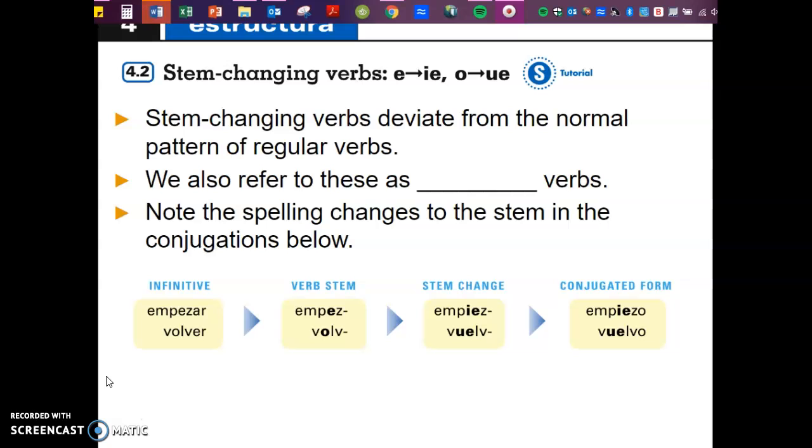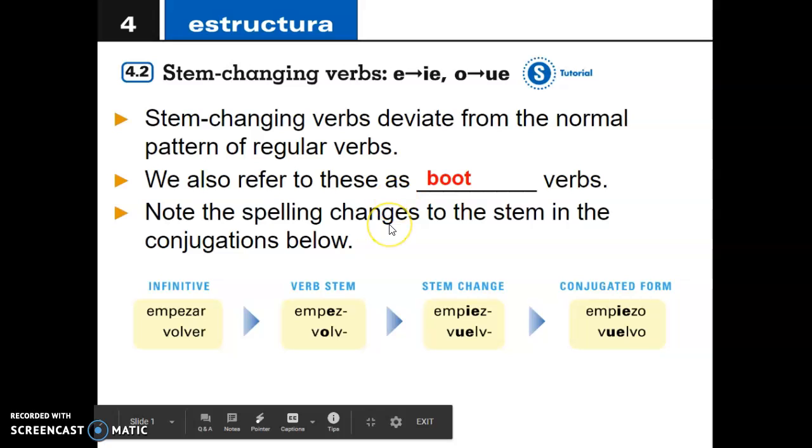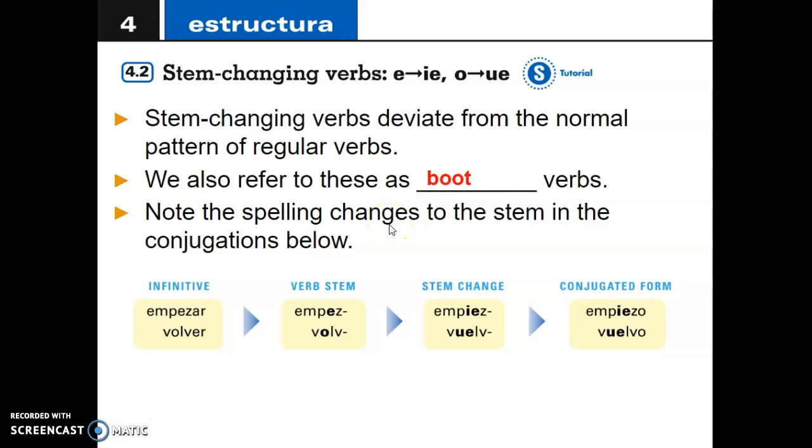So, what is a stem changing verb? Basically, stem changing verbs deviate from the normal pattern of regular verbs. We have an additional change. We also refer to these as boot verbs, and you'll see why in a little bit. If you look below, note the spelling changes that you see.